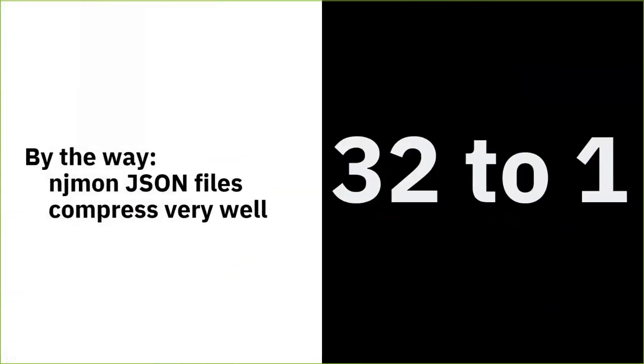By the way, the JSON files do get quite big compared to good old NMON, but they do compress. If you have a 32 megabyte file and you compress it with just gzip or something simple, 32 megabytes goes to 1 megabyte, so it saves a lot of space when you're actually storing these things on your disk.